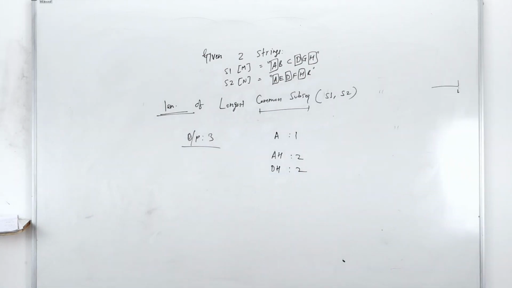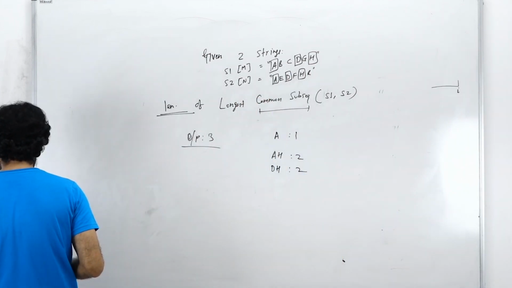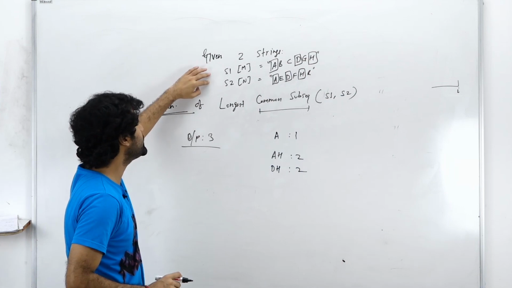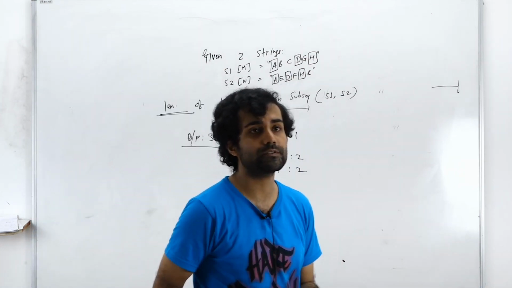So is the question clear to everyone? Just type in yes or no. Okay, cool. Let us move on. So this is my requirement: you have been given string 1 and string 2 of length m and n, and you have to tell me the length of the longest common subsequence of S1 and S2.